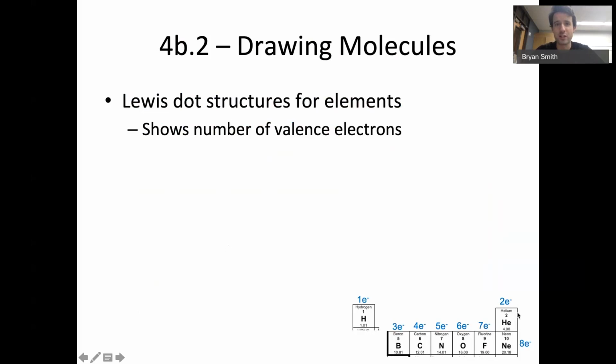You won't really ever see helium because it's a noble gas that doesn't bond. You won't ever see neon because it's a noble gas that doesn't bond. You won't really even see boron just because it behaves weirdly and it's kind of an exception. But anyways, let me show you what Lewis dot structures would look like for these elements. So here's the elements: hydrogen, helium, boron, carbon, nitrogen, oxygen, fluorine, neon. So kind of 1, 2, 3, 4, 5, 6, 7, and 8 valence electrons respectively.